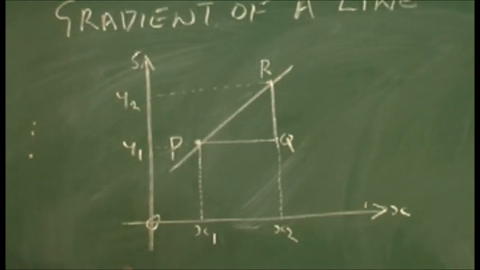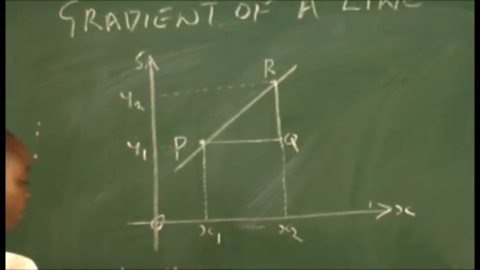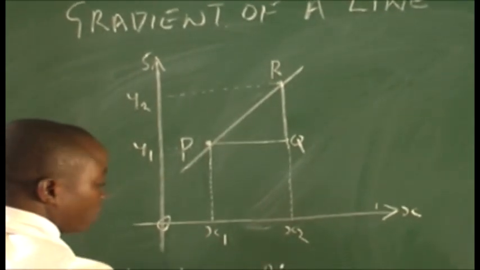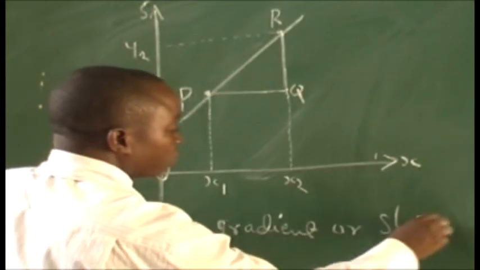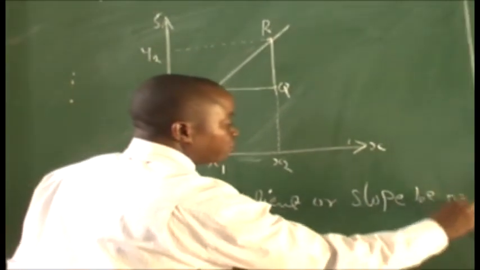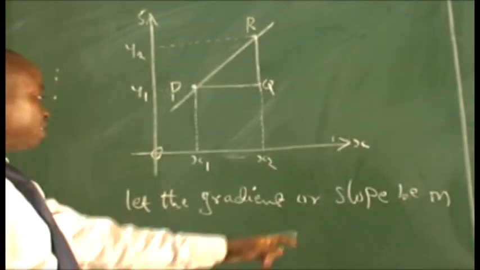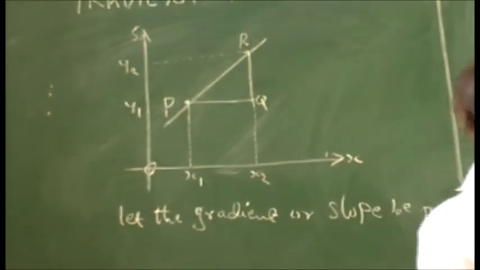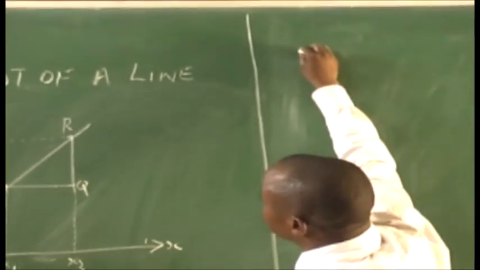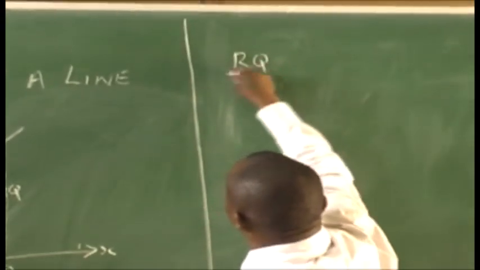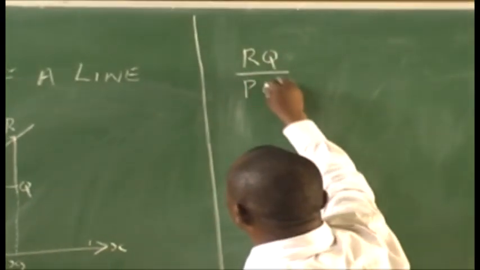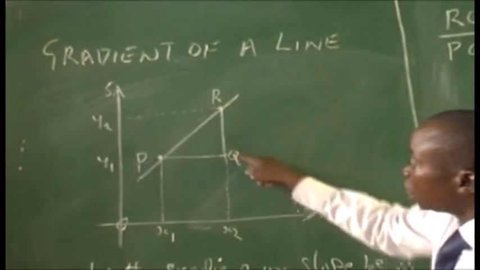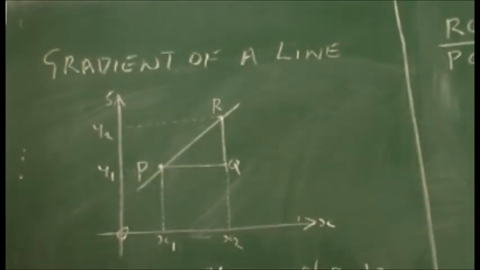So I will let the gradient, or slope, you can call it slope or we call it gradient, be M. We normally use M to represent gradients. So for me to get gradient, it means that RQ all over PQ will be equal to M. What I mean is, this side all over here will be equal to the gradients.